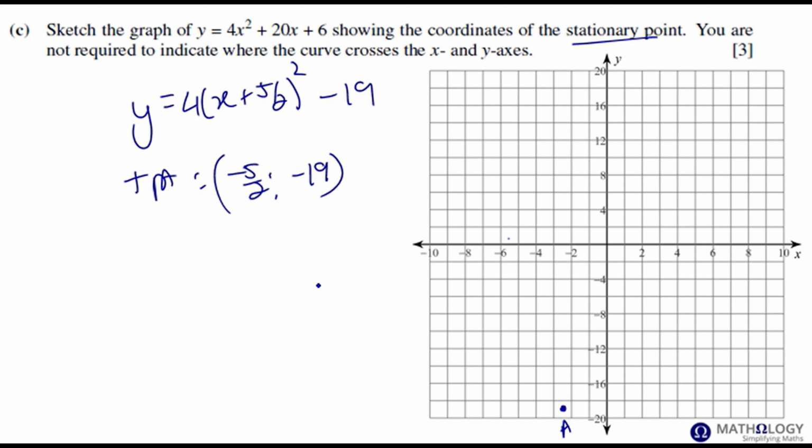We'll call that point A. And the y-intercept is 6. So we have a y-intercept there. That said, you don't have to indicate it, but it's important that you know where it cuts the y-axis, at plus 6. We have the axis of symmetry at x equals minus 5 over 2, which is that dotted line. And now we just draw a smooth curve through the two points.